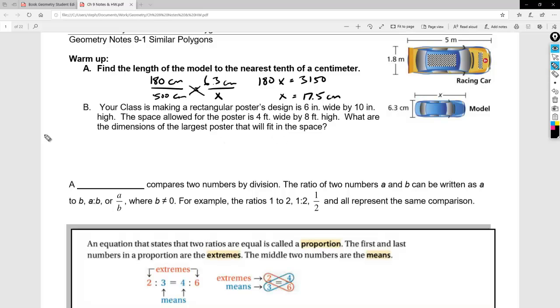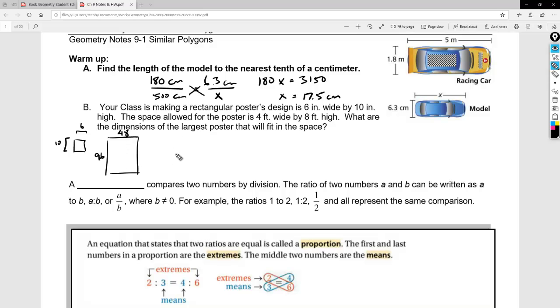So the idea is I have some image which is 6 inches wide by 10 inches tall. But the space that I have is like this huge thing, right? Which is 4 feet by 8 feet, which in inches we will say is multiplying by 12, 48 inches wide, and then 96 inches tall. And so I would have to dilate my image, and I want to see how big of an image I can fit into this space.